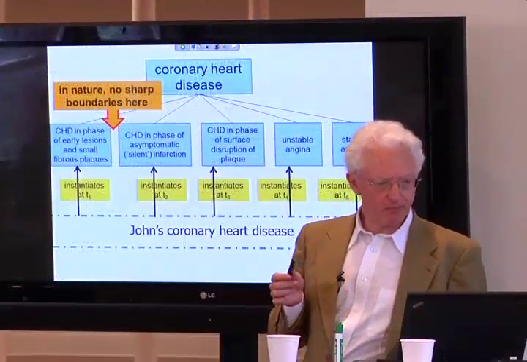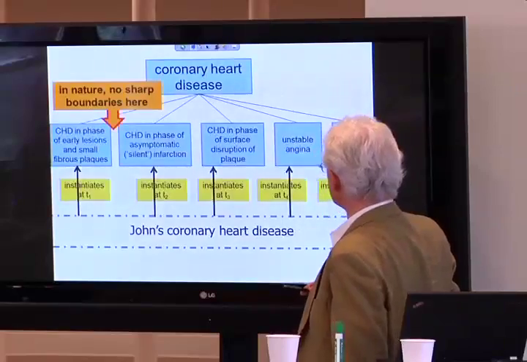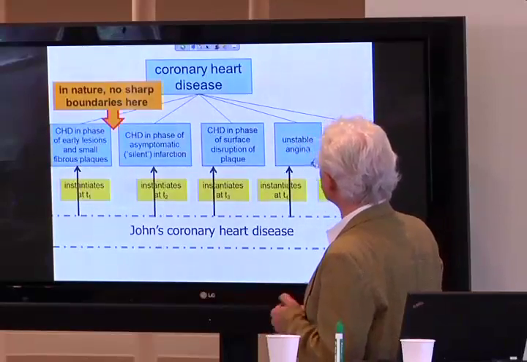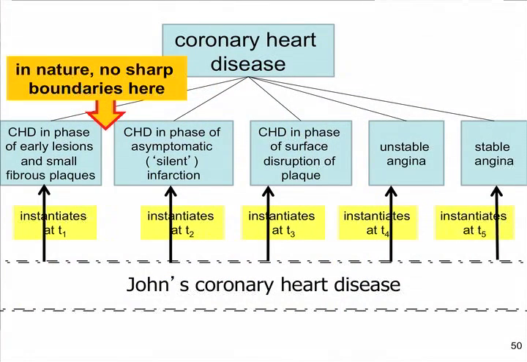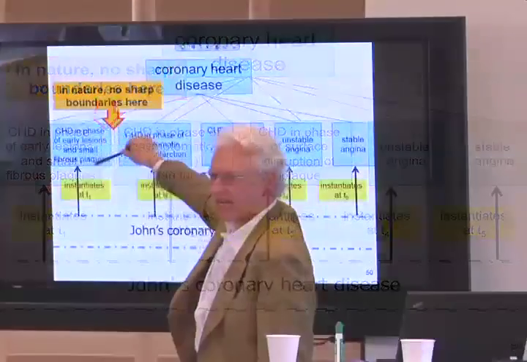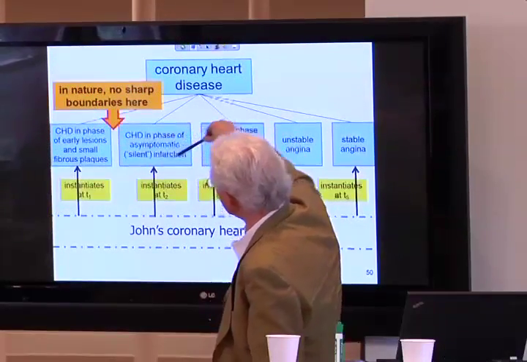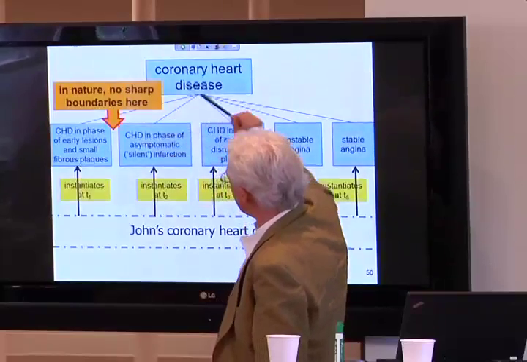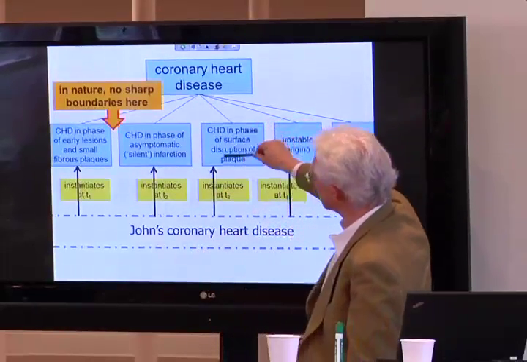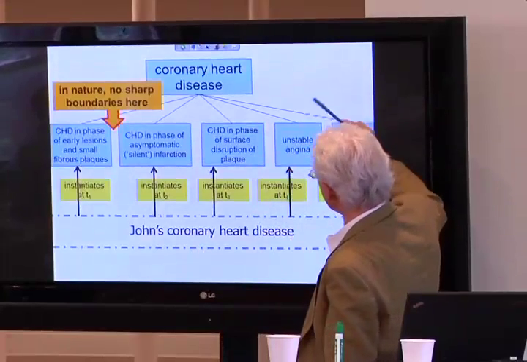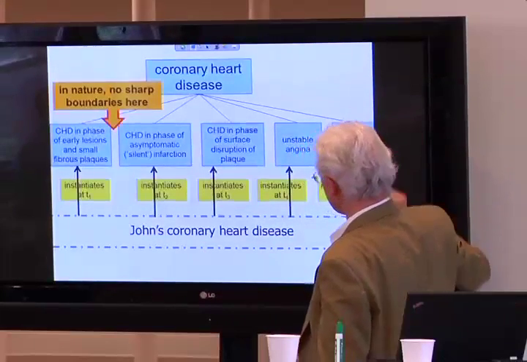And so this is a close-up view of what happens with a particular disease. So you have coronary heart disease. Initially, this is just small lesions and small plaques. And then it becomes a heart disease with silent infarction. Then there is surface disruption of plaque. Then there is unstable angina. And then, if you're lucky, there is stable angina.